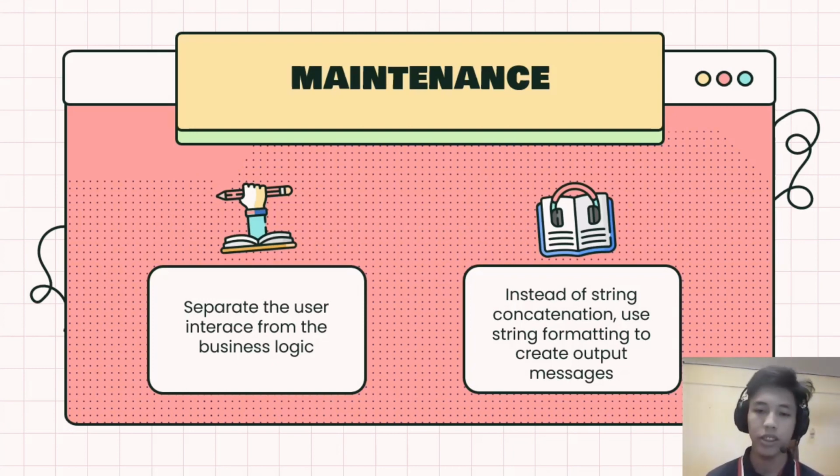So the last one is, instead of string concatenation, use string formatting to create output messages. By utilizing string formatting, it will improve the readability and maintainability of the code.